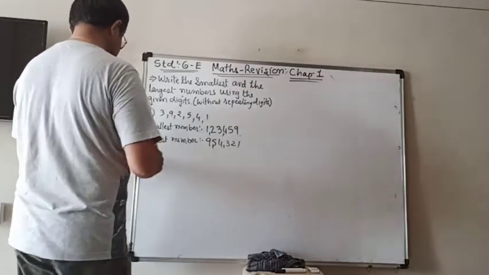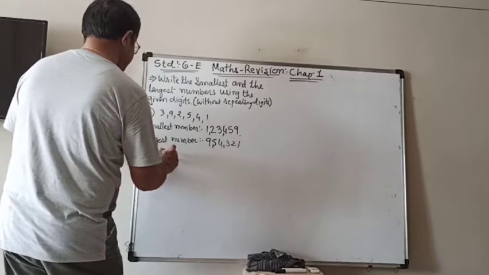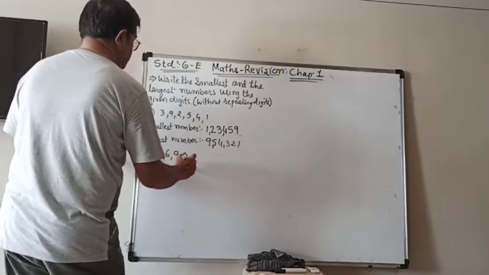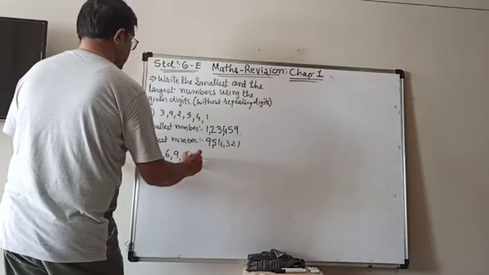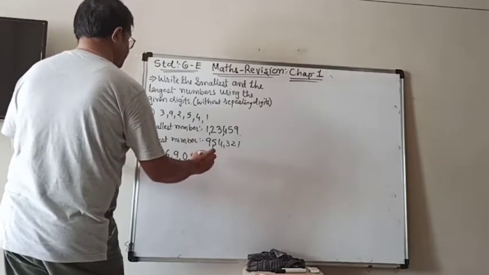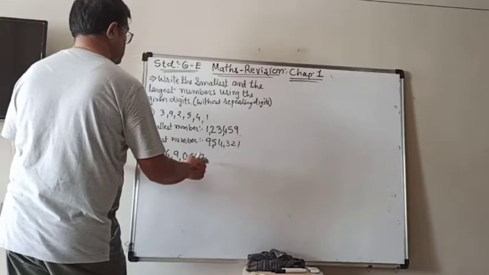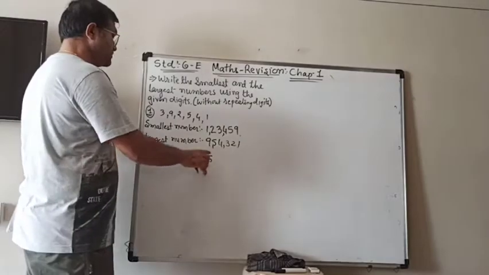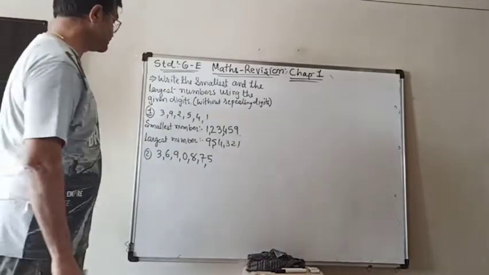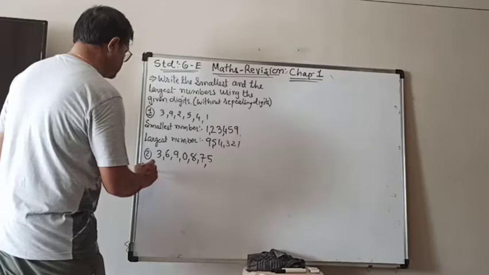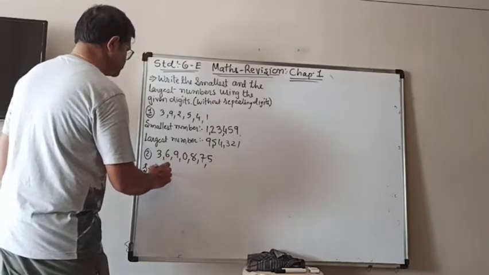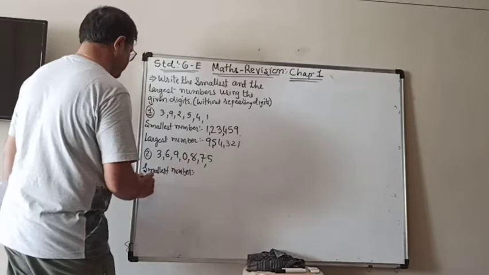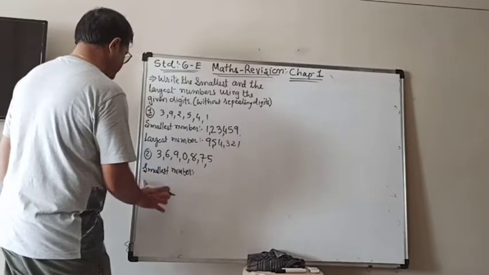Second one is 3, 6, 9, 0, 8, 7, 5. So 1, 2, 3, 4, 5, 6 and 7 digits are given. So now we have to make a 7 digit smallest number and a 7 digit largest number.